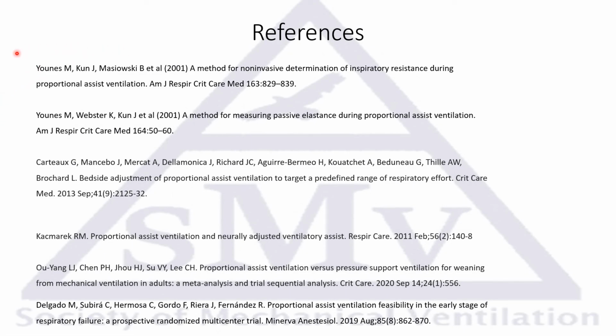Those are some of the references that we talked about, mainly initially how to determine the inspiratory resistance and the elastance non-invasively by Dr. Magdi Yunus, who invented that mode. This is the study that I was talking about, how to adjust the settings during full support. And some of the other studies basically talking about proportional modes like PAV and NAVA. And this is another study comparing proportional assist ventilation versus pressure support for weaning. And this is proportional assist ventilation feasibility in the early stage of respiratory failure. There are a lot of studies and data outside, and I encourage you to read more about that mode.